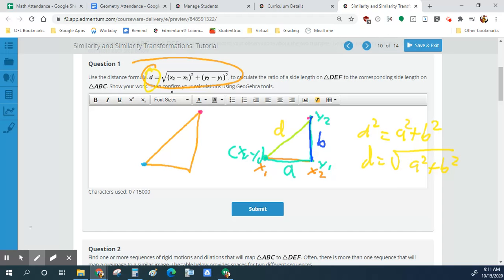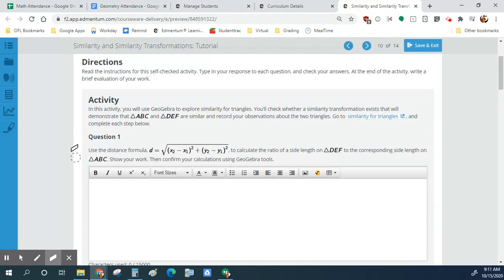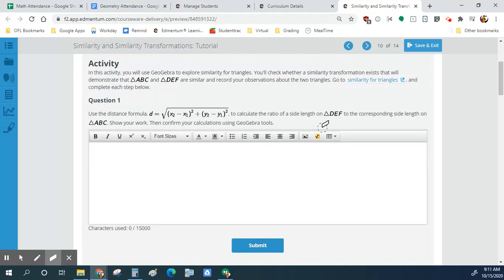How do you figure out what a is? Well, you figure out a by taking your x2, take away your x1. So instead of writing a, I'm going to write this. So it's just, again, literally just the Pythagorean theorem. I know I did it earlier in the last video, part one of this. So let's figure this out.